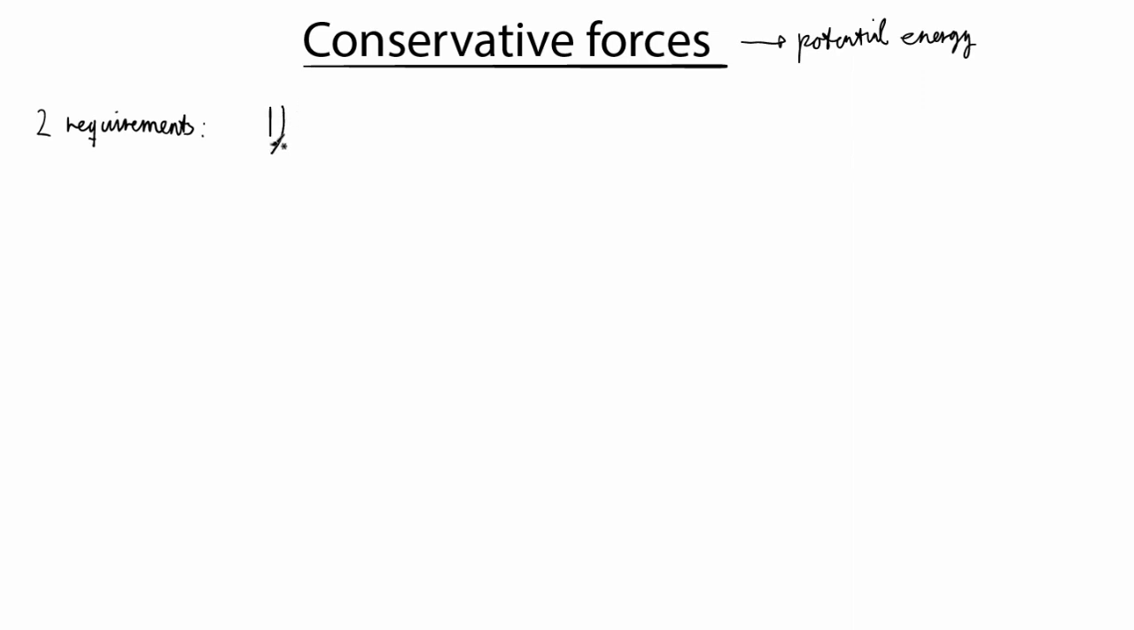So the first condition is that the force depends only on position. So it means that there's no time dependence explicitly in the force, so that when a particle returns to the same position, we always have the same force acting on that particle at that position. It will not change depending on other circumstances or the velocity of the particle or anything else like that. So this is the first condition that's required for a force to be conservative.